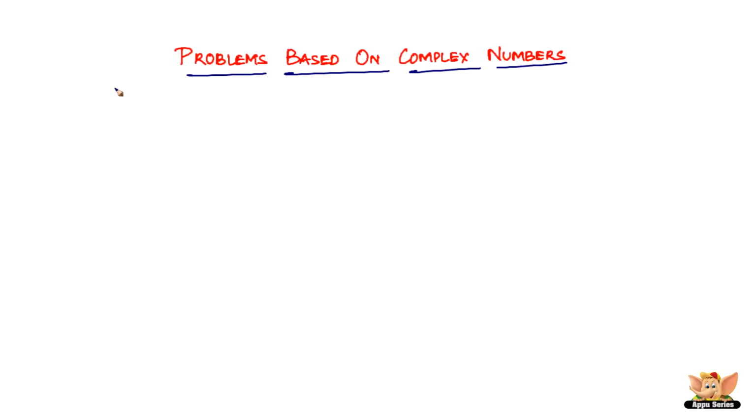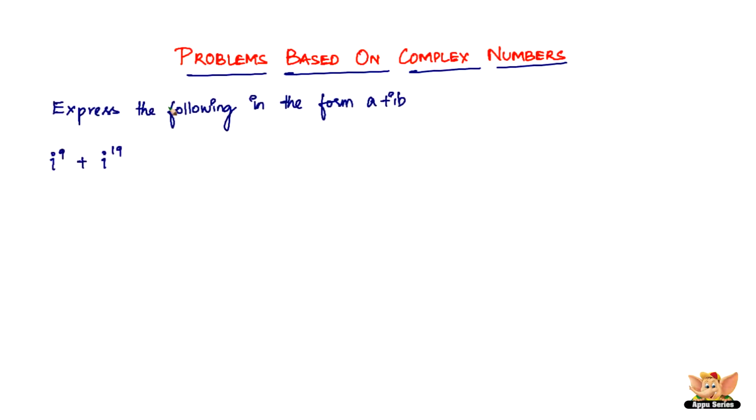In this video, let us continue to solve problems based on complex numbers. Alright, here we've got a problem which reads like this. It says, express the following in the form of a plus ib. And we have i to the power 9 plus i to the power 19, which has to be expressed in this form. So let's begin solving this problem.